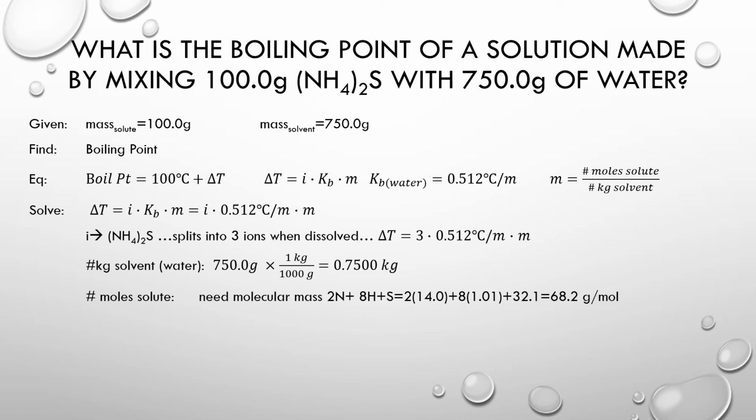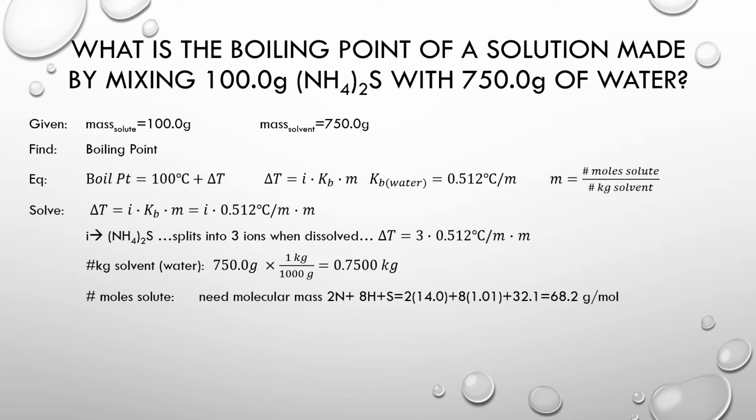Moles of solute is a little more complicated or fun, depending on how you like to look at it. We need to go get some AMUs to figure out what the molecular mass of our molecule is. Remember, it's 2 of those NH4s, so we've got to double everything in there. So we have 2 N's, 8 H's, and 1 S. So you figure that out, it should hopefully be 68.2. And what does that mean? What that means is 1 mole of those molecules has a mass of 68.2 grams.